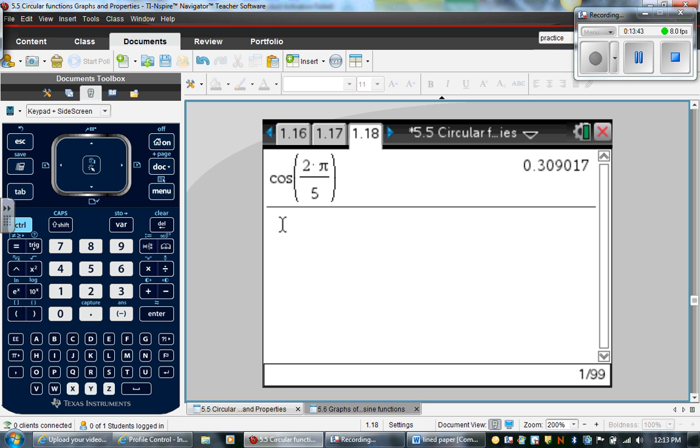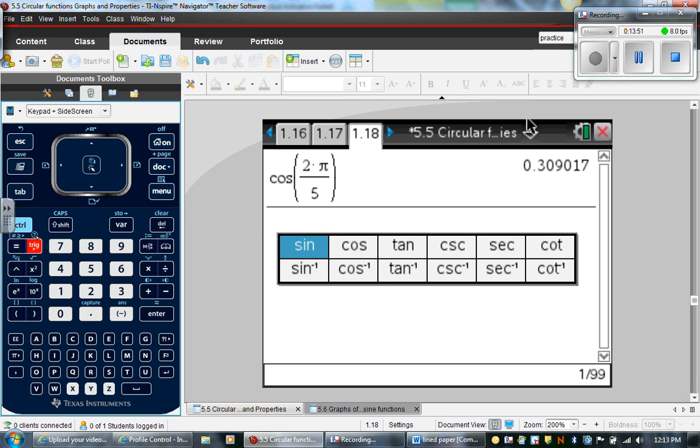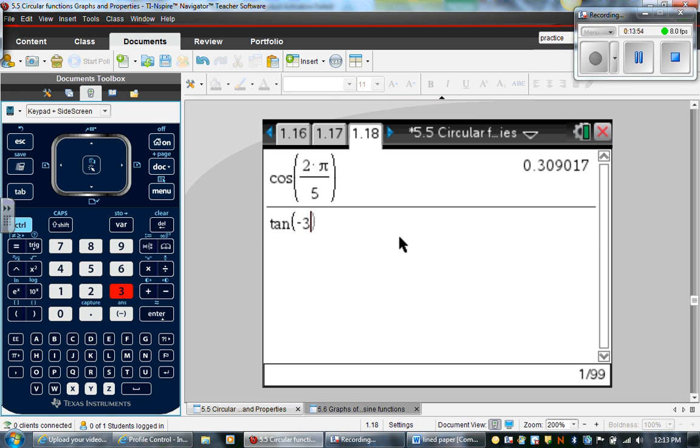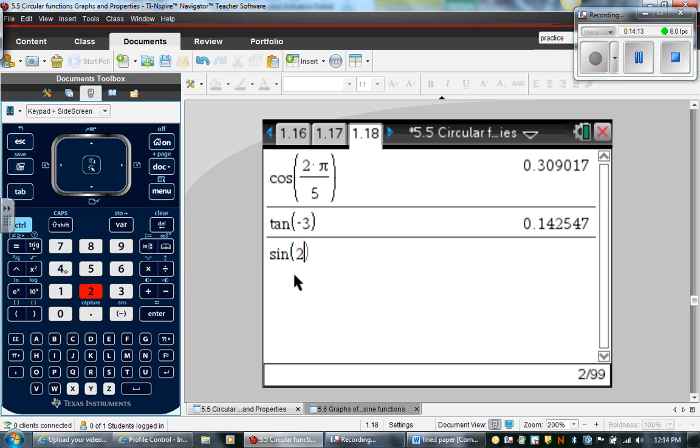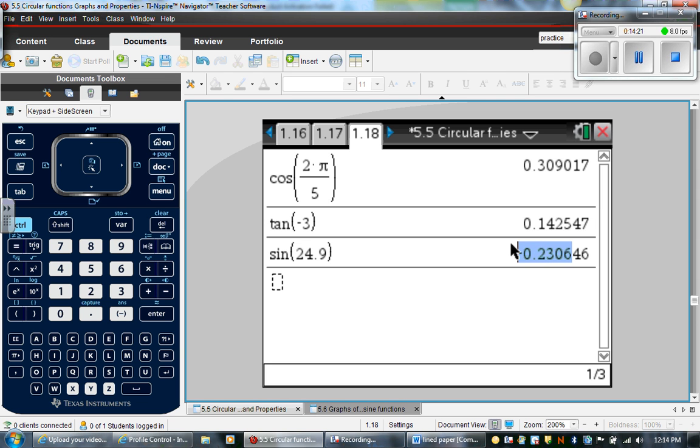Okay, the next one was tangent of negative 3. Again, this is in radians, so we're just going to put that into our calculator. We're already set. Tangent of negative 3. When I hit enter, to the nearest 4 decimal places, we're going to get 0.1425. Sine of 24.9 is the next one. We're simply inputting it into our calculator, and then we should have negative 0.2306.